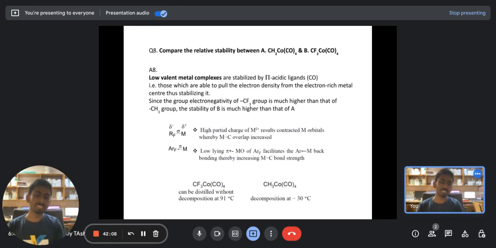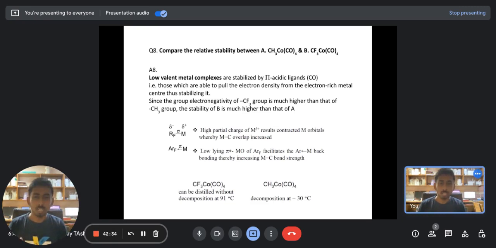So in both the cases, when the fluorine atoms are present, the bonding with the metal atom is quite stable in nature. But in case of methyl groups, since the electronegativity factor is not that prominent, the higher partial charge on the metal is not getting developed. So the ionic character of the metal carbon bond is not that much. It is more covalent in nature, so the orbital overlap is not that high.